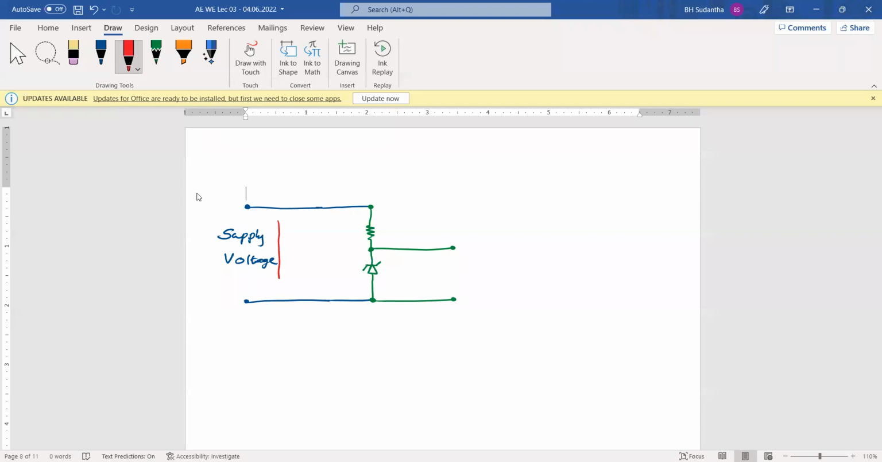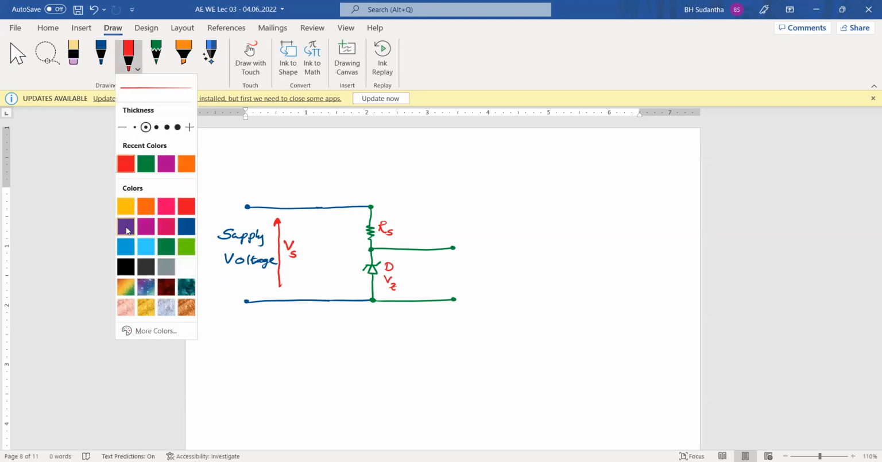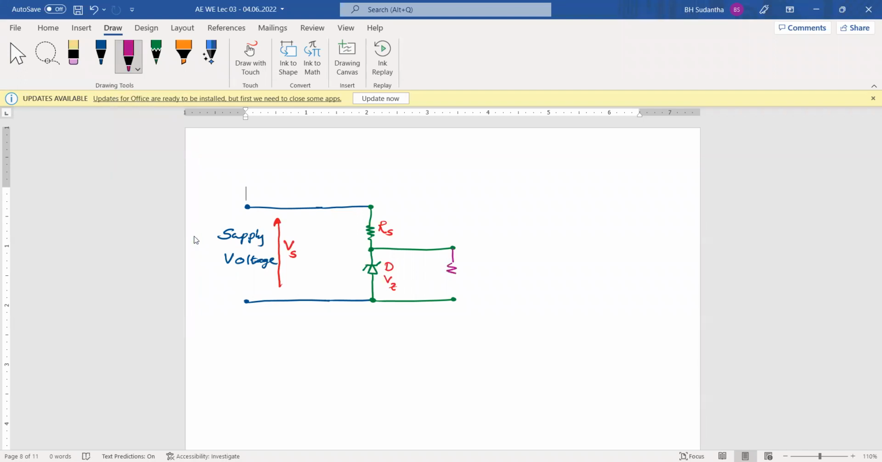Then we can take this as Vs, the supply voltage. Then we can take this as Rs. Then this is the Zener diode. The Zener voltage we can take as Vz. And we have connected our load here. It's anyway a variable resistor. We can say RL is our load.